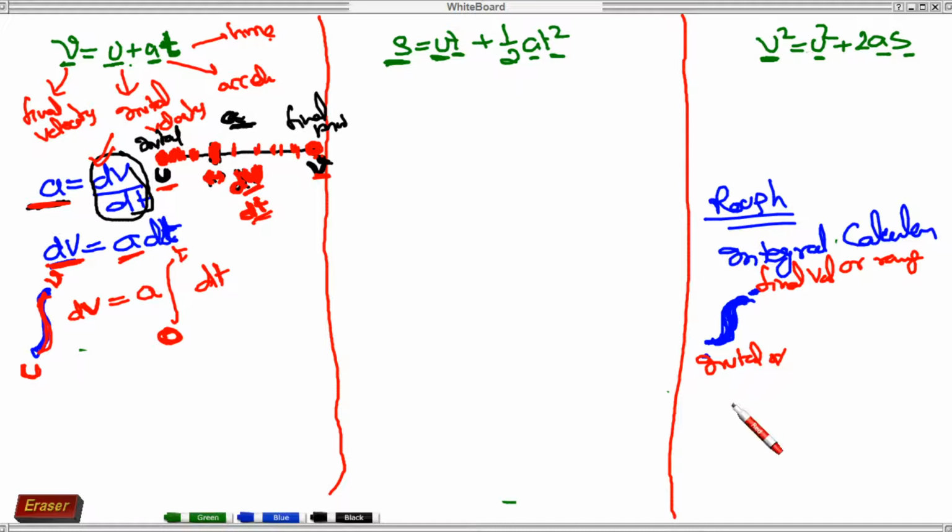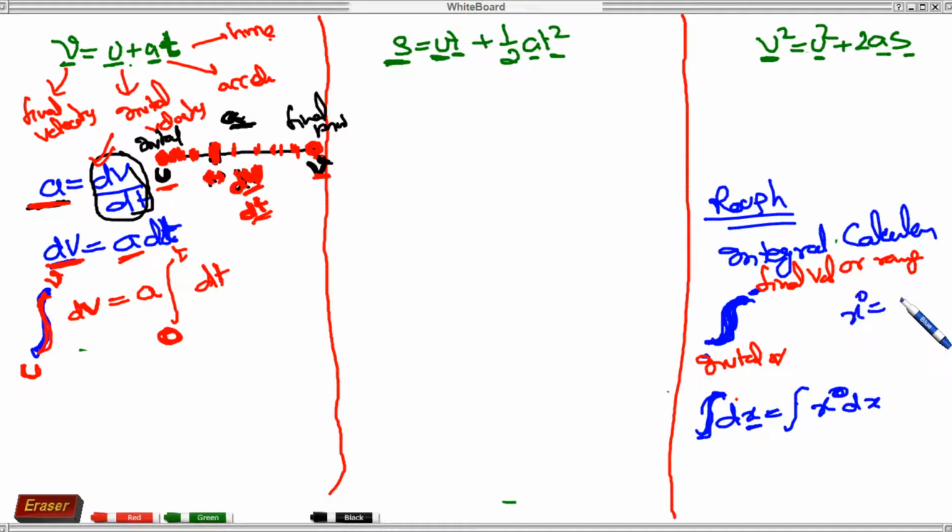So how is integration done? If the integral sign is here and I write dx, it becomes the integration of x raised to the power 0, because anything raised to the power 0 is equal to 1, which we are already familiar with. I wrote it here to tell you how integration is done. It will become 0 plus 1 over 0 plus 1, so it will become x over 1.